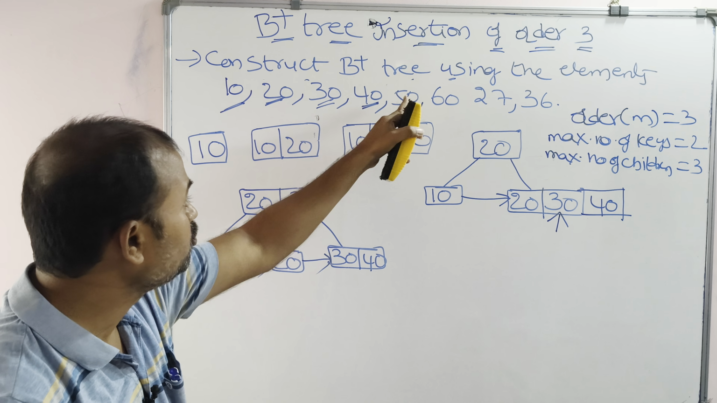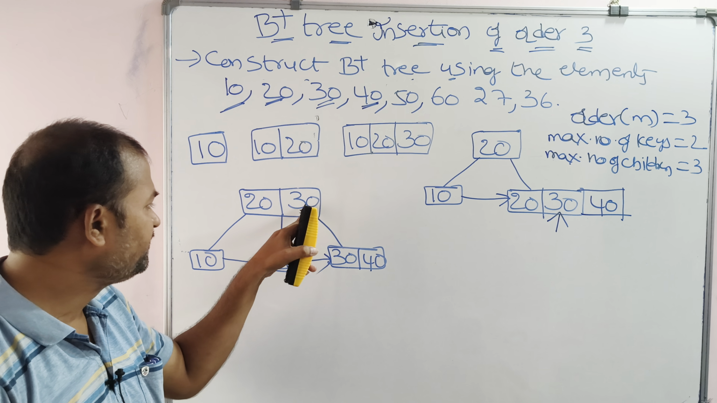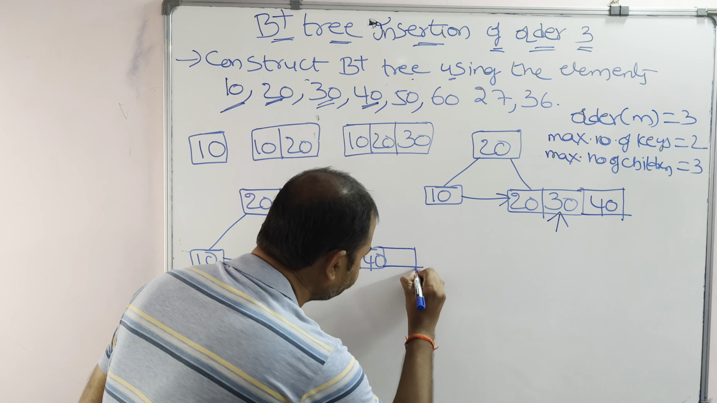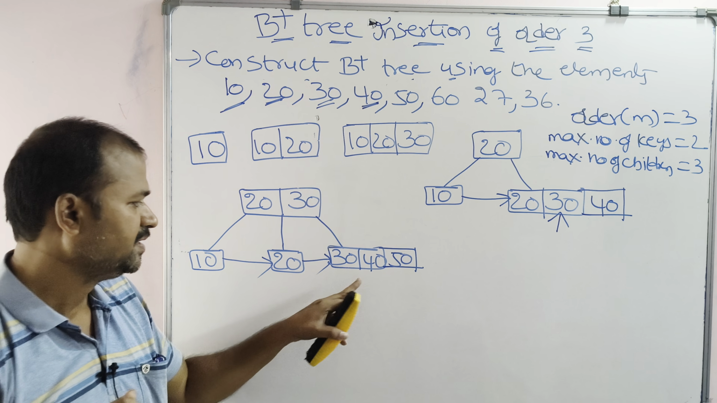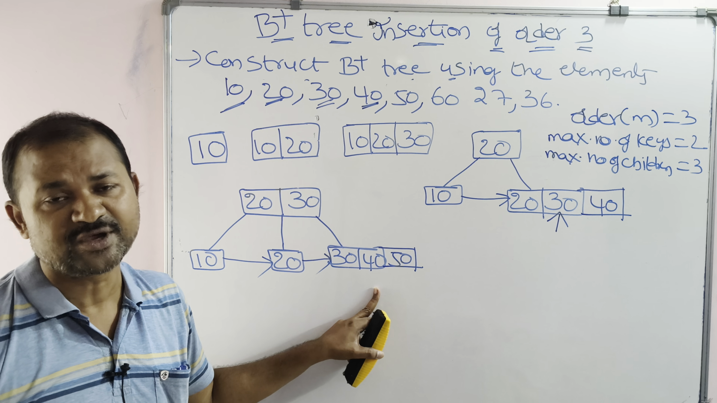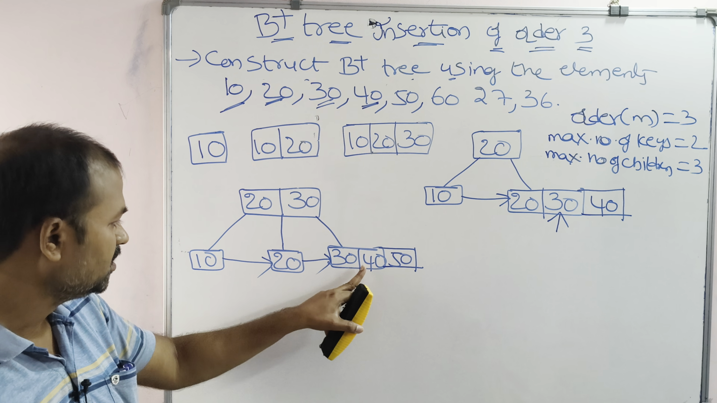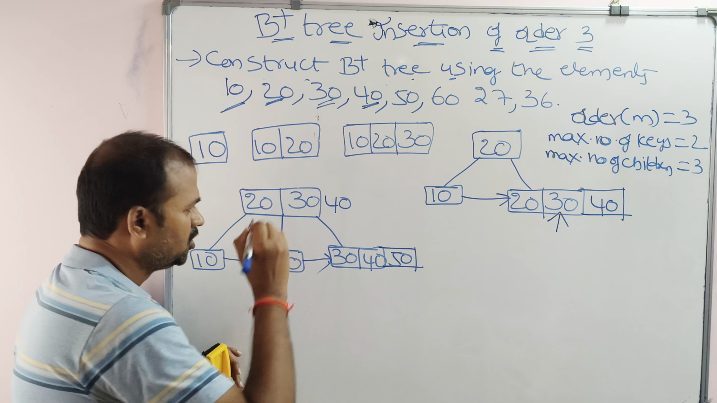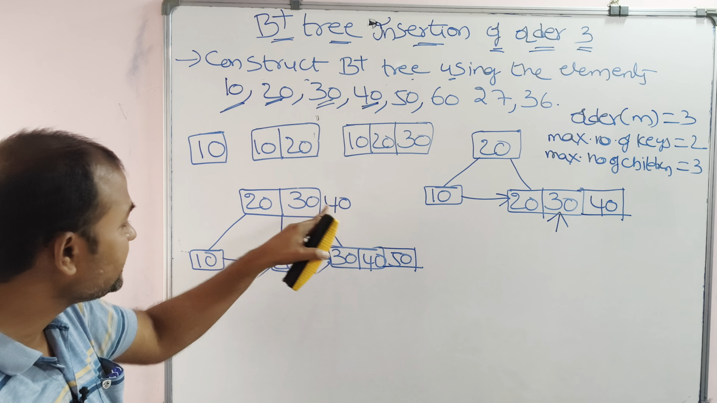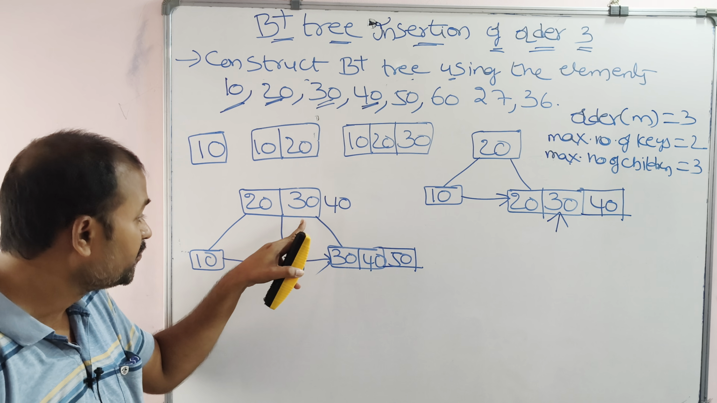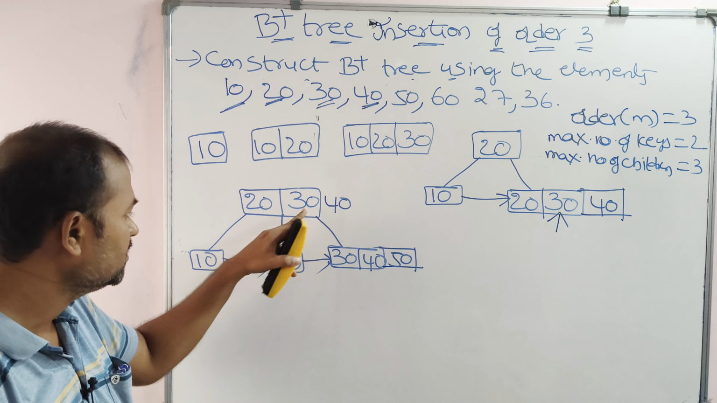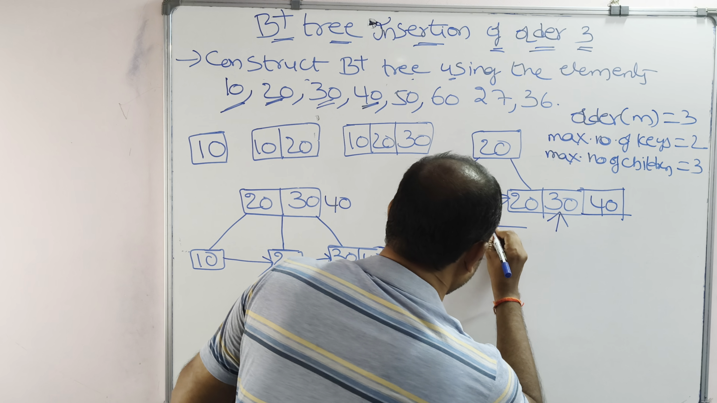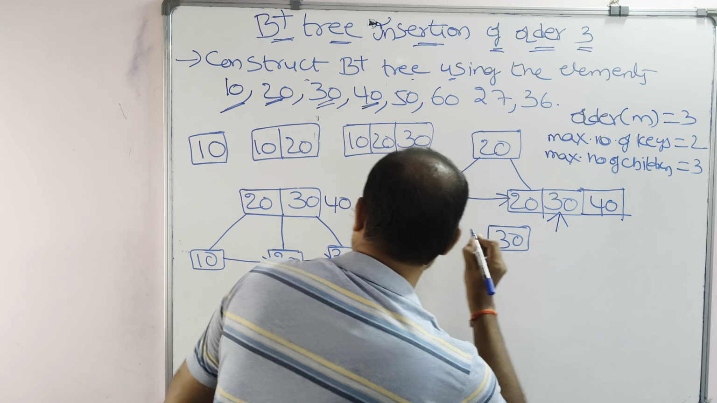Next, we have to insert 50. 50 is greater than 30. So insert in this leaf node. Now the leaf node is full. So again we have to do the splitting. So move this 40 to the parent. Now we can say that this internal node is also full. So find the middle element, 30. So move this 30 to the parent. Now the parent is 30.